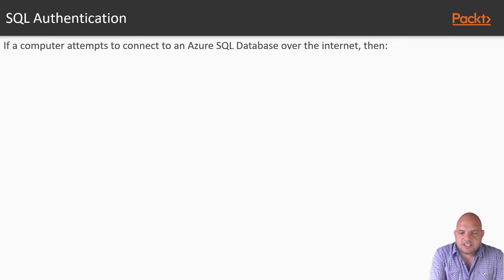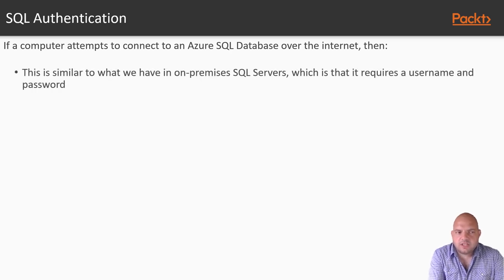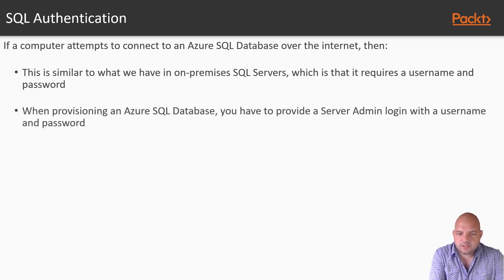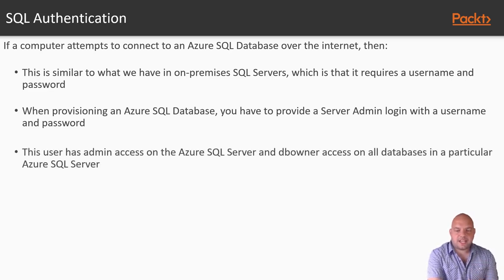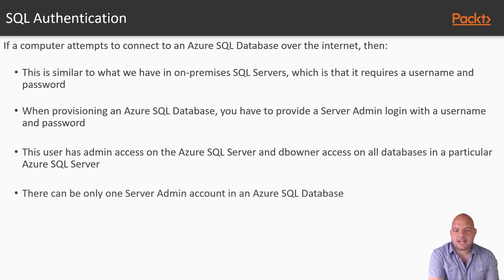So SQL Server authentication is similar to what we have on premises SQL Server, which requires a username and password to be supplied. When provisioning an Azure SQL database, you have to provide a server admin login with a username and password. The user has admin access on the Azure SQL Server and DB owner access on all databases in a particular Azure SQL Server. There can only be one server admin account in an Azure SQL database.